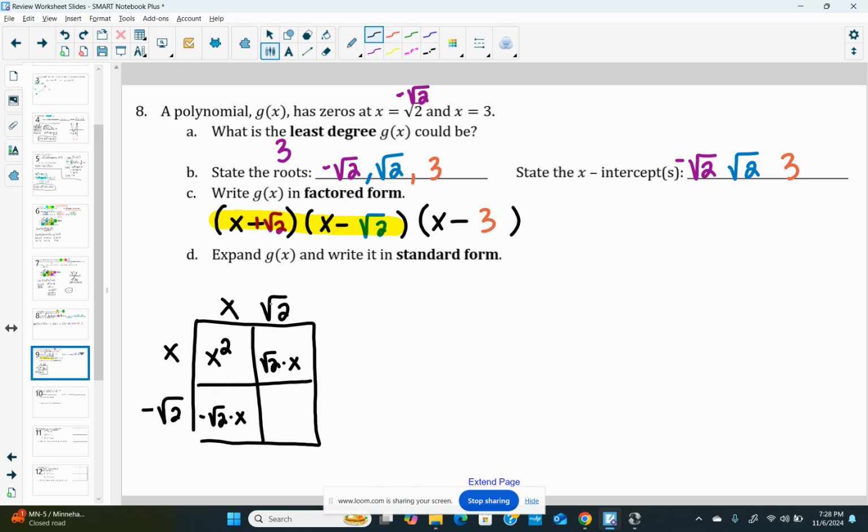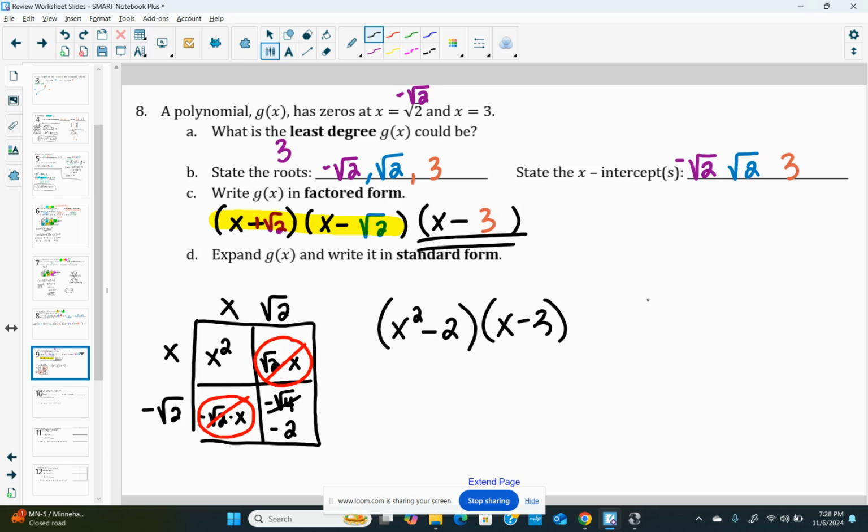And then negative square root 2x. And then negative square root 2 times square root 2 is negative square root of 4, and the square root of 4 is just 2. So this is negative 2. So then we see that negative square root 2x and positive square root 2x cancel. So we just end up with x squared minus 2 for this first part. And then we still need to multiply by x minus 3.